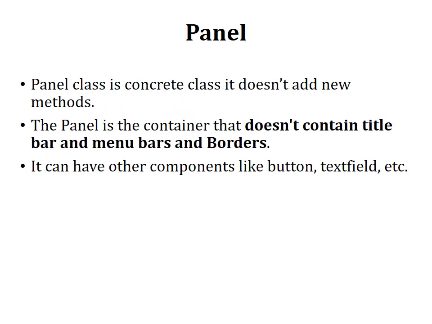Next class in this hierarchy is panel class, and panel class is concrete class. It doesn't add new methods. The panel class is container that doesn't contain title bar and menu bar and borders. It can have other components like buttons, text fields, which are displayed by using the help of applet class. So this is all about all the classes related to AWT class hierarchy.